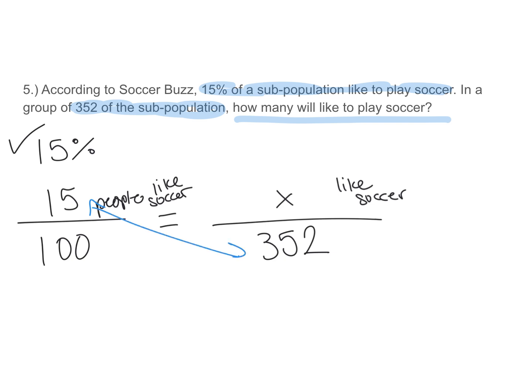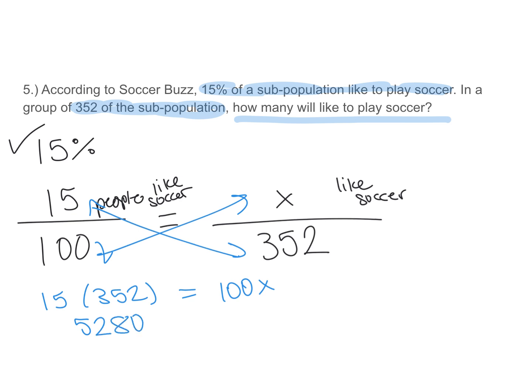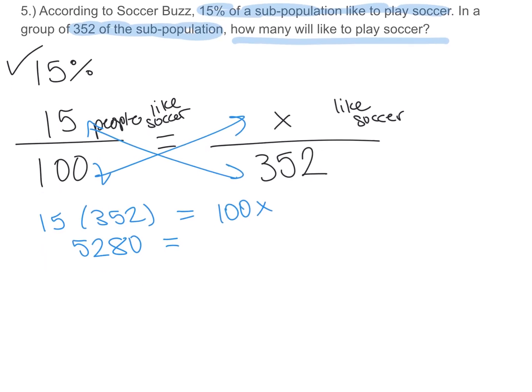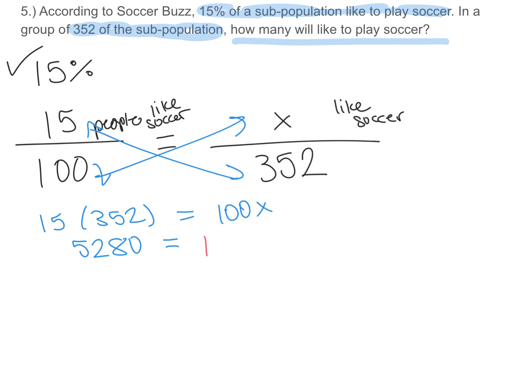So I can cross multiply here, and I have 15 times 352 is equal to 100 times X. 15 times 352 is 52,800. I'm sorry, 5,280, my goodness. And then that equals 100 times X. Divide both sides by 100, and I get 52.8. And if I round that to the nearest person, it would be approximately 53 people.